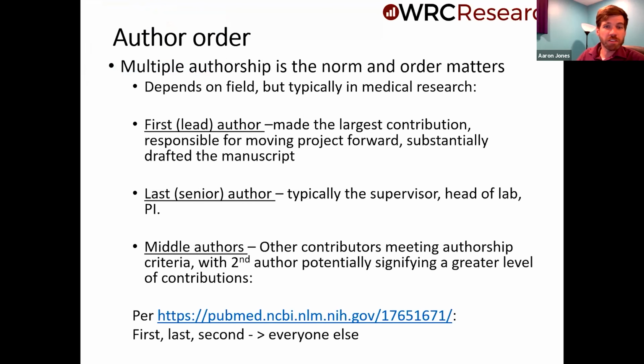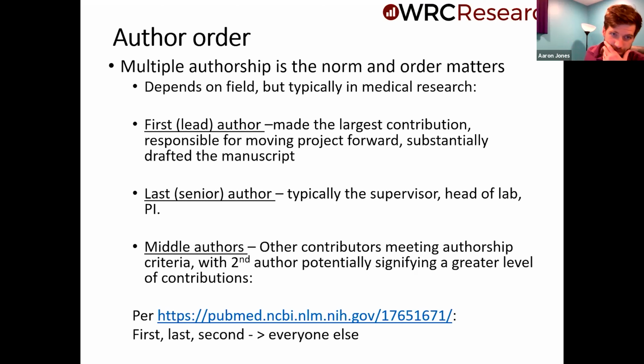So the guidelines on authorship order are actually not quite as clear, and certainly they may vary a little bit by field, and even institutions may interpret things differently. But typically multiple authorship is of course the norm, outside of perhaps some methodological studies. And typically in medical research, and again, I can't really speak to what goes on in some more basic sciences, the first author is the one who has made the largest contribution. Largely, they've been responsible for driving the project forward, right? Taking that leadership role, and have probably substantially drafted the manuscript.